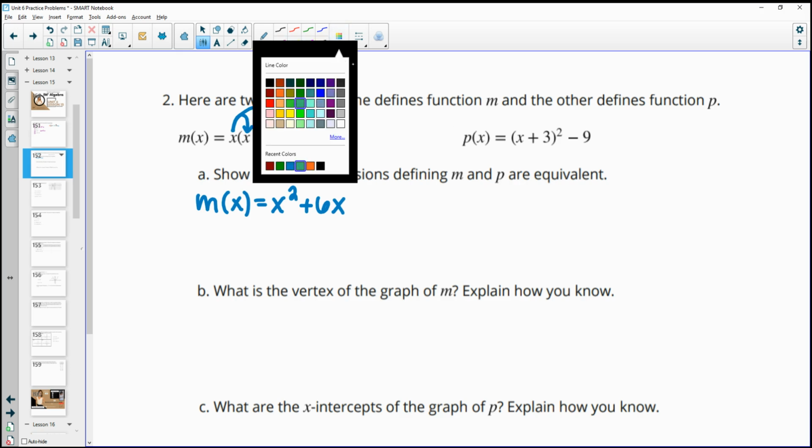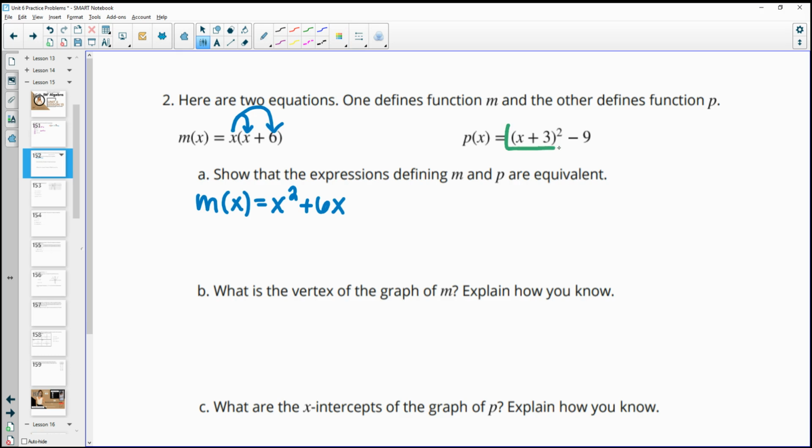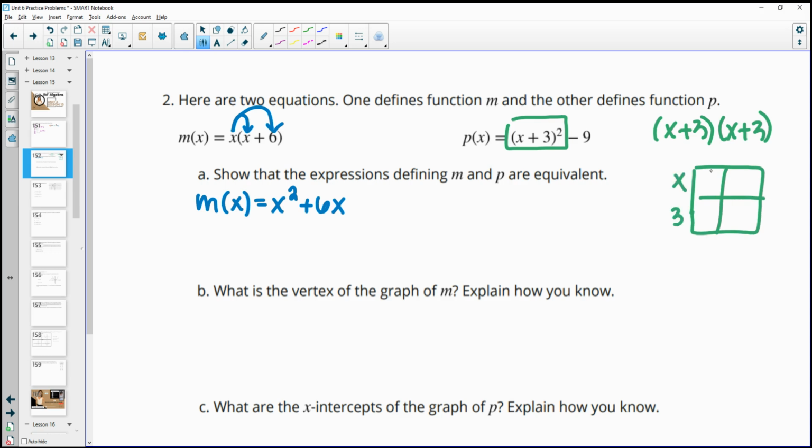P of x, we're going to do the same thing. So first off, we're going to multiply this x plus 3 squared. And so you can do that different ways, but remember it's x plus 3 times x plus 3. So you can either distribute the x to both pieces and the 3. You can also do the area model where you have the x and 3 on the side and the x and 3 on the top. So x times x is x squared, x times 3 is 3x, x times 3 is 3x, and 3 times 3 is 9.